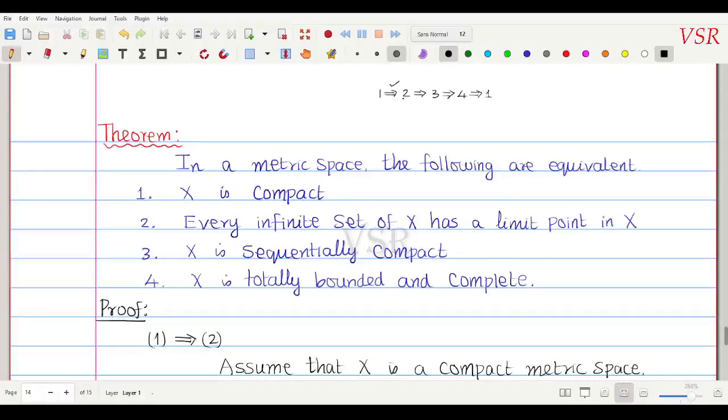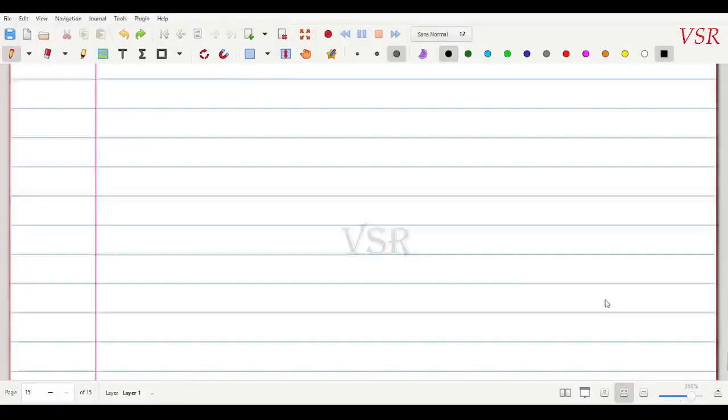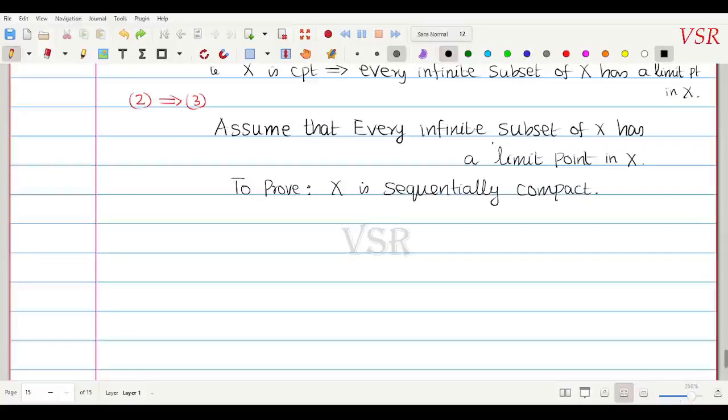I proved that. Now let us prove that 2 implies 3. We assume that every infinite set of capital X has a limit point in capital X. Then we are going to show that X is a sequentially compact space, which means every sequence in X has a convergent subsequence. Okay, let us go to the proof.